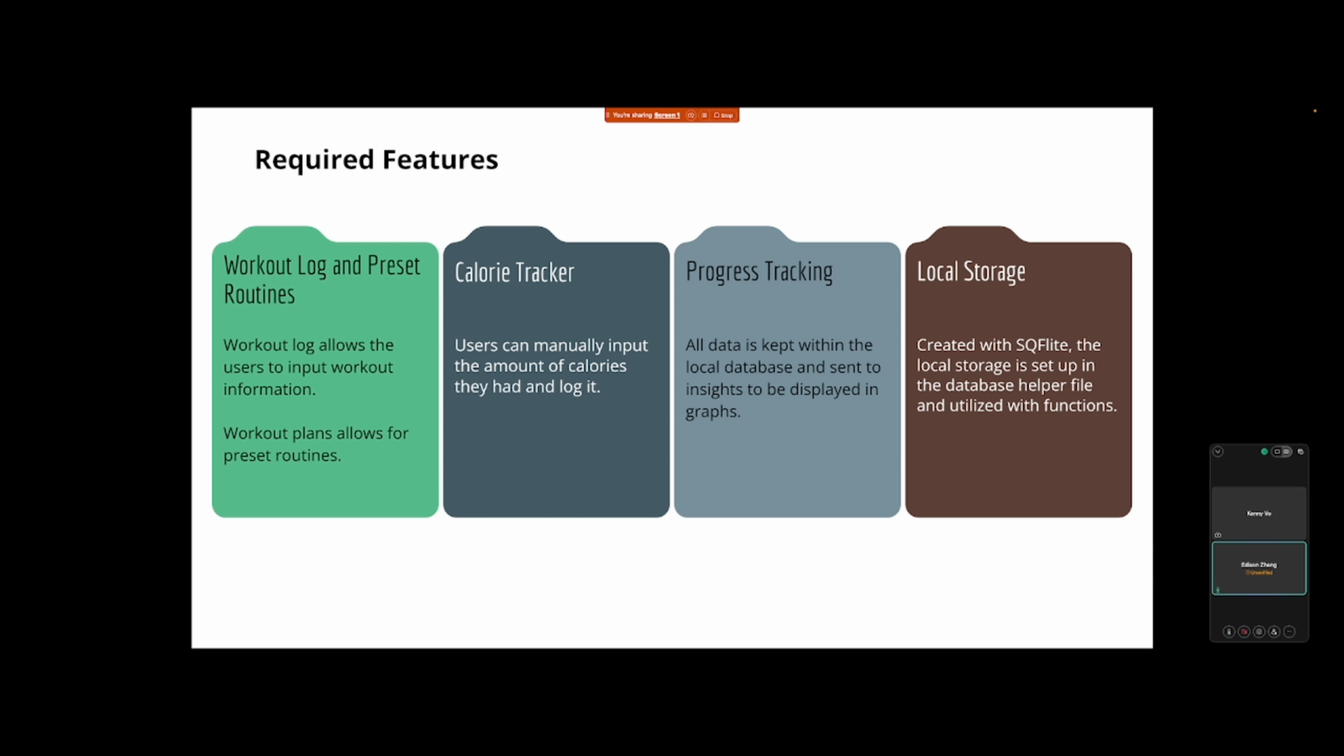As a quick run through would be just workout log. Users can log their stuff. Preset routines, they can get the custom or the preset plans that we already made. Calorie tracker, users can input calories. Progress tracking, using local database to keep track of all the data that moves around. And local storage, same thing as progress tracking. It's just the idea of using a database and keeping track of all the data.